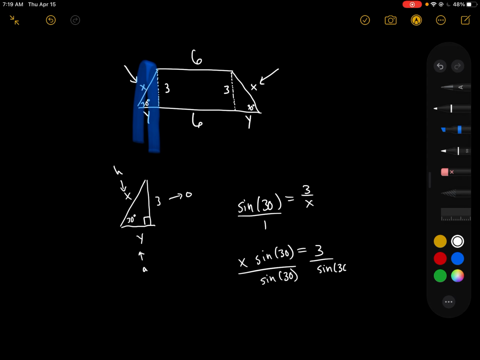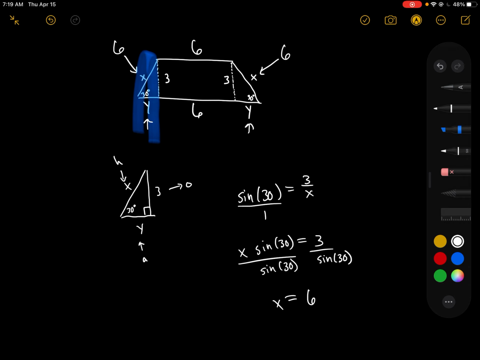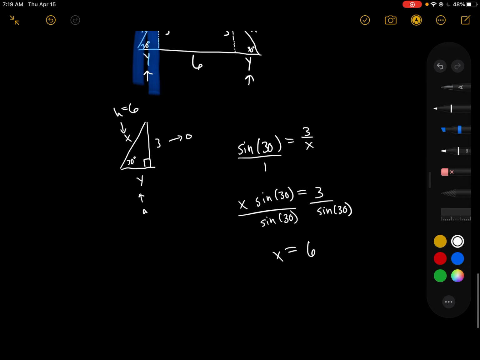Cross multiply here. So sine of 30 times x equals 3. Divide both sides by the sine of 30, and we'll get x equals 3 over the sine of 30, which gives us an answer for x of 6. So that helps us here because now we know that that's 6 and that's 6. So that tells us an important piece if we're trying to find the perimeter, trying to add up all the edges. We also need to go through and solve for y now.